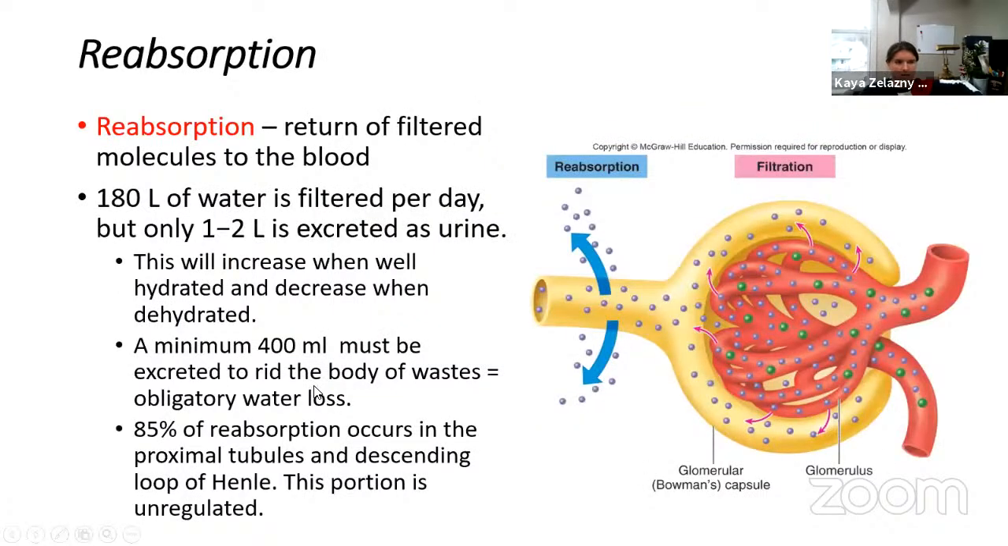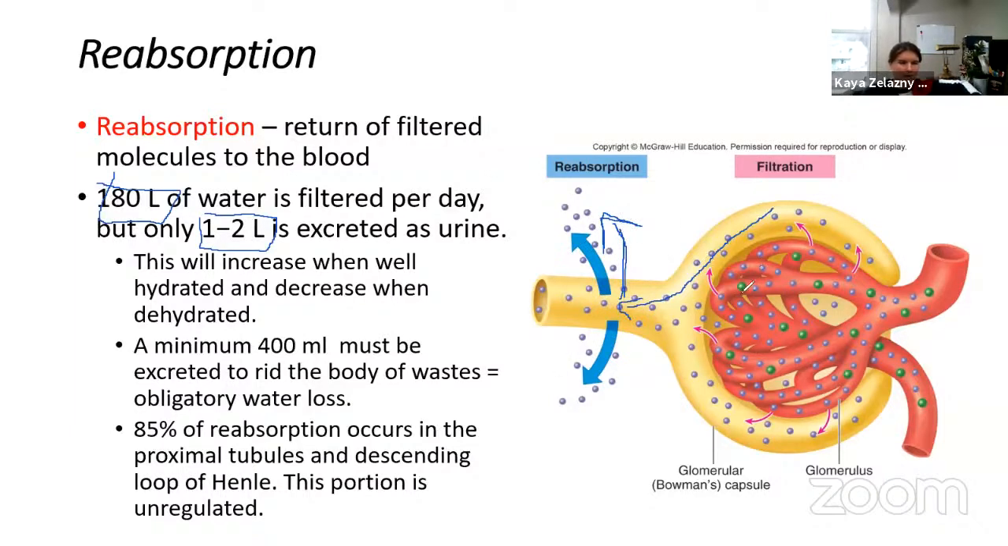We've mentioned before the fact that lots and lots of water is filtered per day, but we don't lose that much volume from our blood because that would be impossible and also very bad. Only about 1 to 2 liters a day is excreted as urine. And this is because of reabsorption. So we are reabsorbing this water, right? It started out in our nephron, got filtered into the nephron, but we are yoinking that back out.